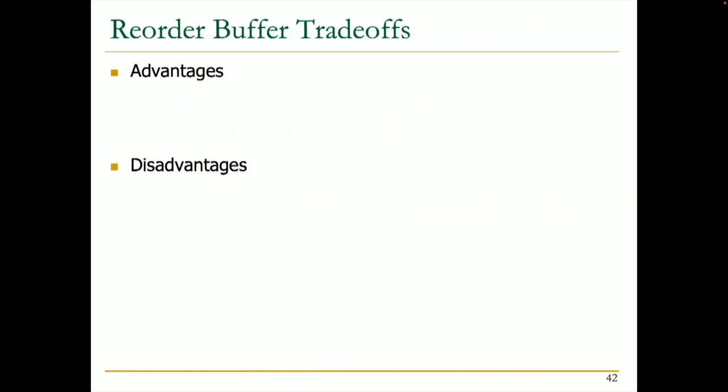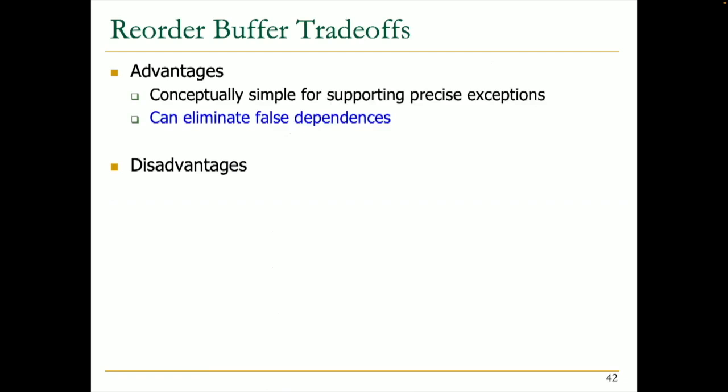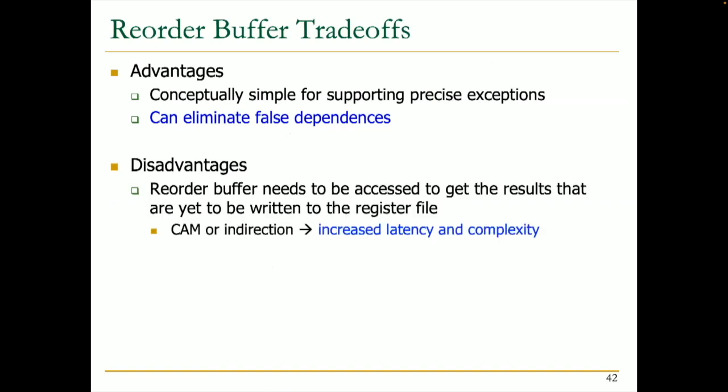Let me quickly cover the trade-offs of this reorder buffer. Well, we have very little time left. But basically, this is conceptually simple for supporting precise exceptions. And it also can eliminate false dependencies. It can link instructions, as we will see. Unfortunately, you basically need to access the reorder buffer. It adds more complexity, clearly. There's more hardware. But it adds also complexity in the sense that you need to get the results that are yet to be written to the register file.